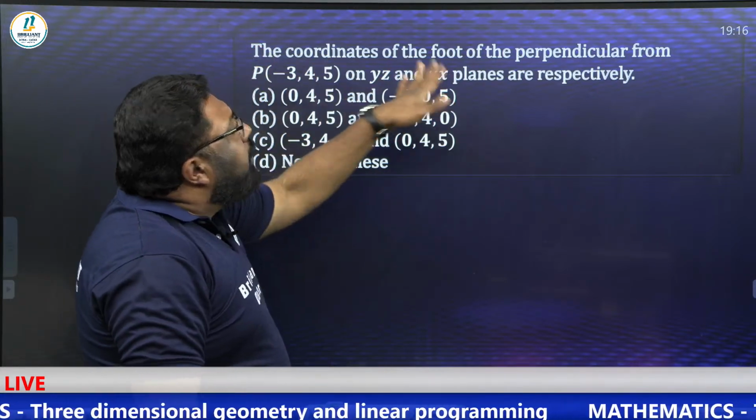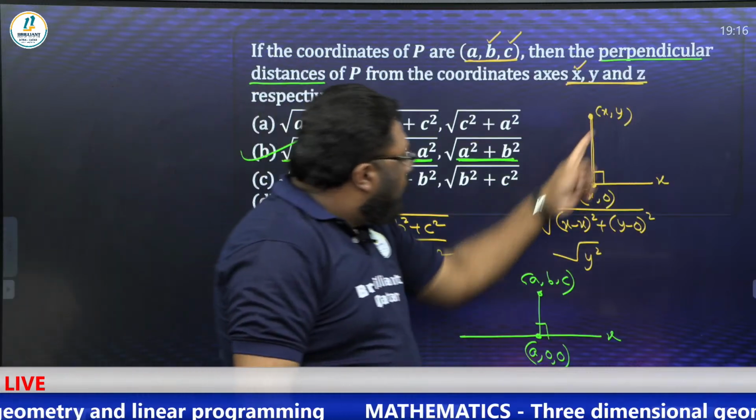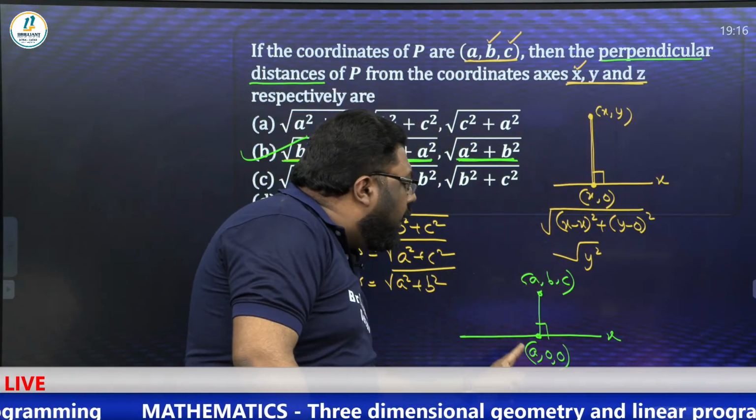Now look at this another concept. The coordinates of the foot of the perpendicular that we already showed you. Right? If A, B, C is the point, my dears, what is the foot of the perpendicular? A, 0, 0.